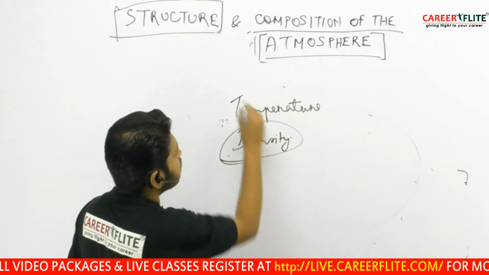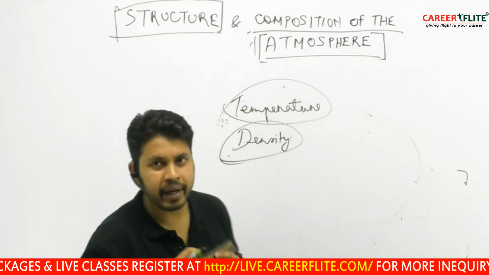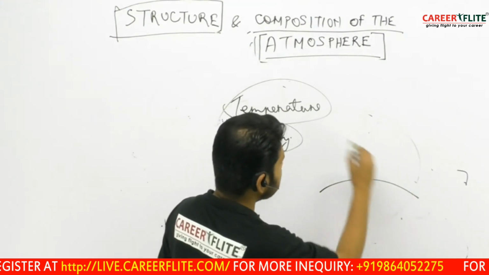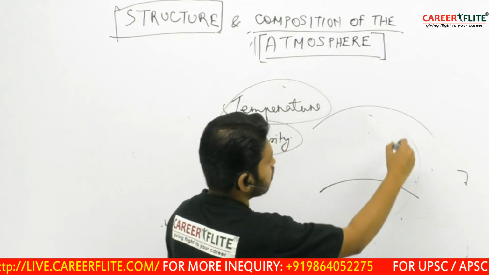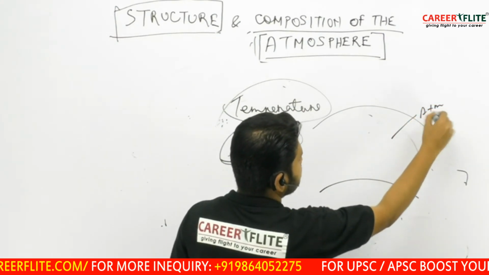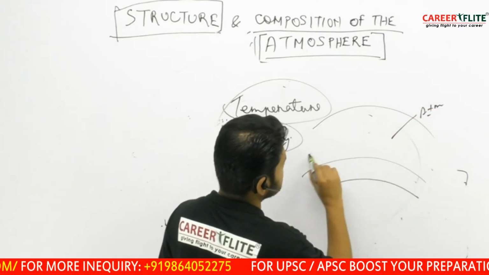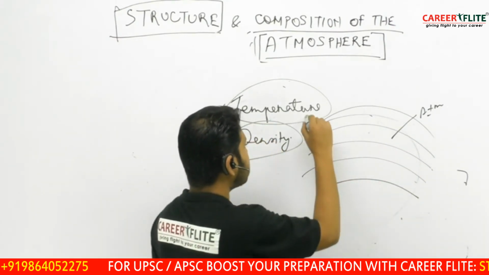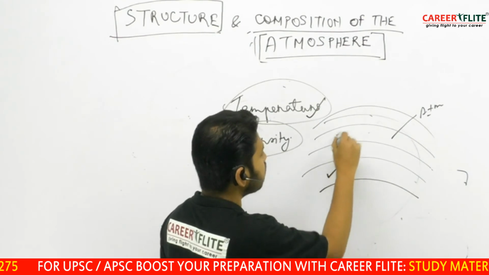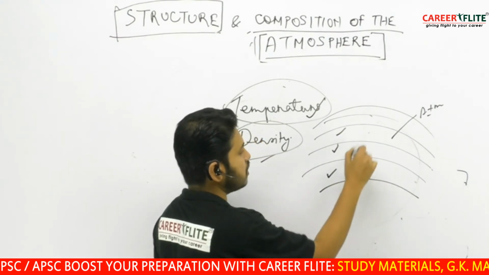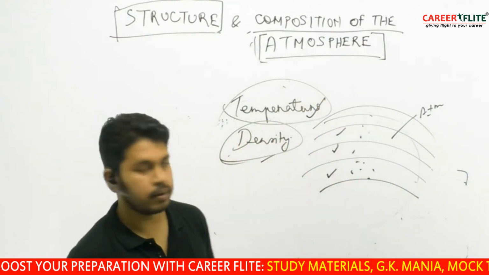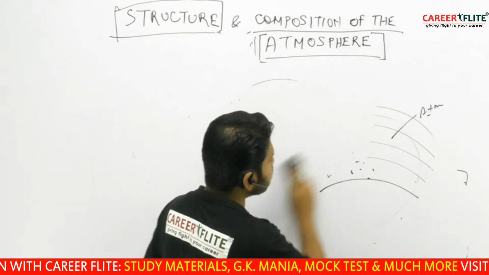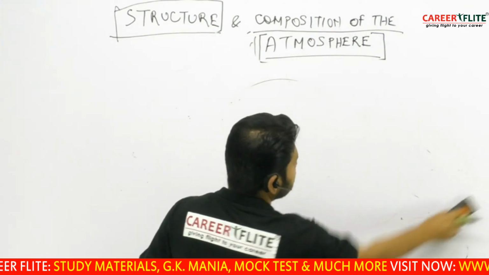Based on the temperature and density, we can make different layers of the atmosphere that is present over the surface of the earth. This is the surface of the earth, and up to here is the atmosphere. So we can categorize this atmosphere into different layers, based on how much temperature each layer has, and how much density of air molecules each layer has. Based on that, we can categorize the atmosphere into five layers. There are five layers of the atmosphere.